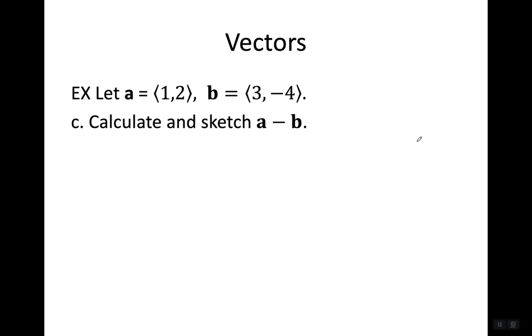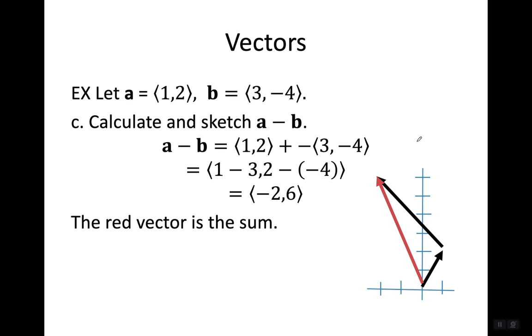Calculate and sketch A minus B. A minus B is going to be 1, 2 plus the opposite of 3, negative 4. In other words, it's 1 minus 3, 2 minus negative 4, negative 2, 6. The red vector is the result.